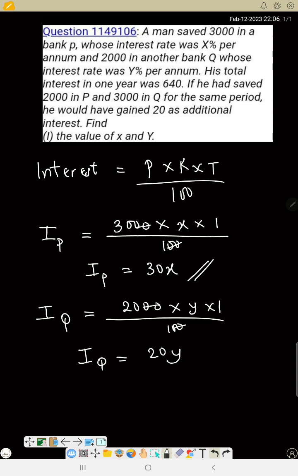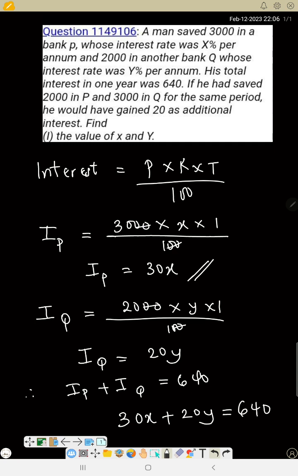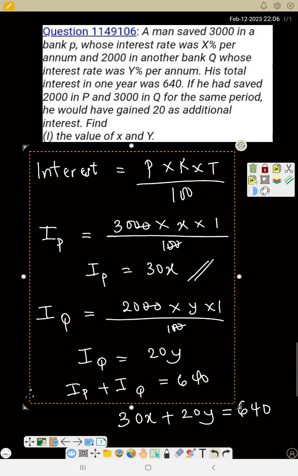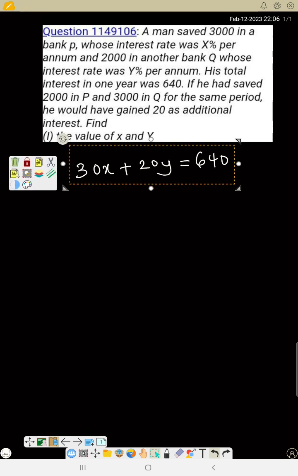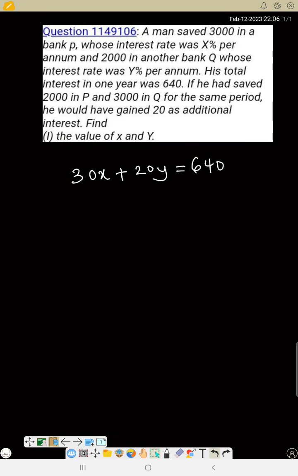So his total interest in 1 year was 640. That means interest in P plus interest in Q is equal to 640. So it simply means 30x plus 20y is equal to 640. So that will be equation 1.